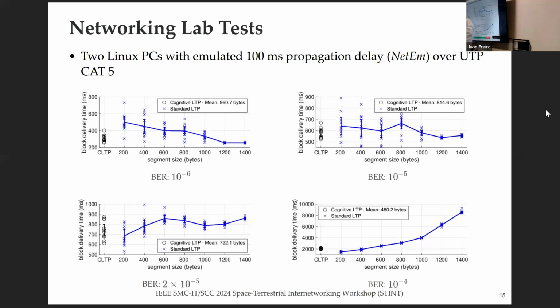So on average, the mean was 960. I forgot to mention that because we use UTP cable, the maximum possible segment size will be 1500, right? So we cannot go beyond that particular level.